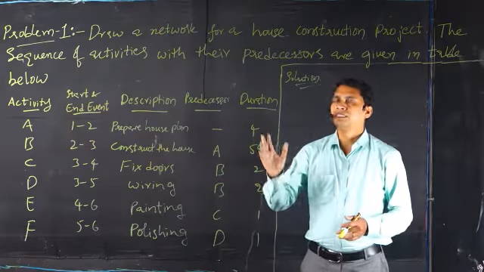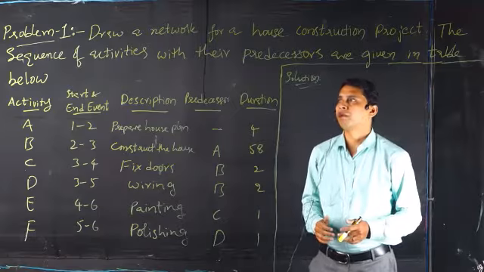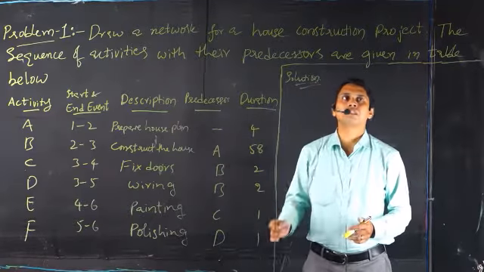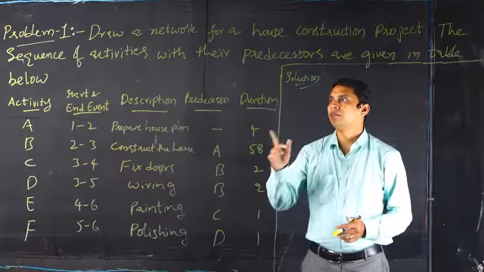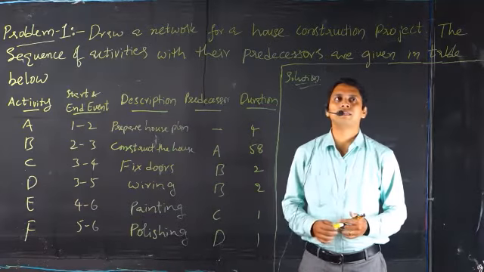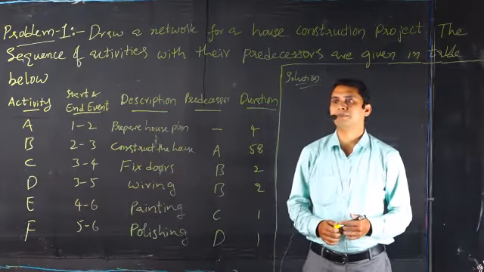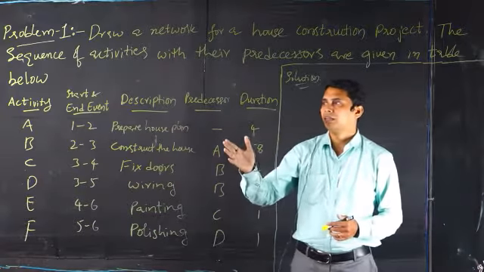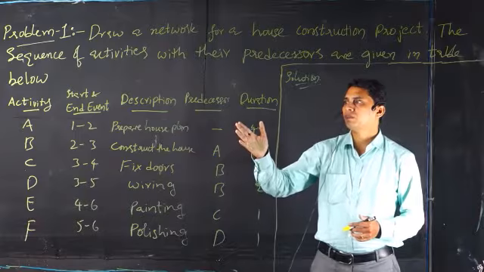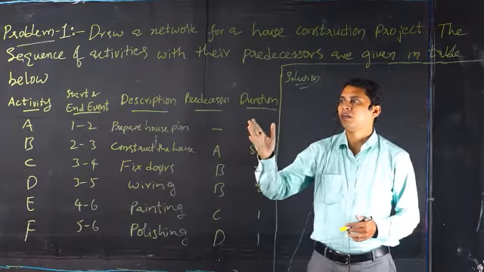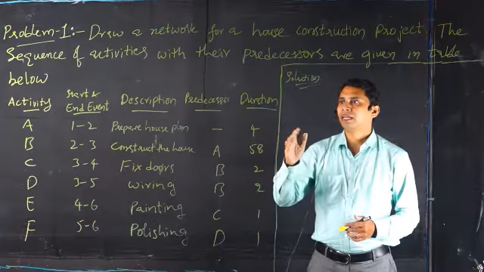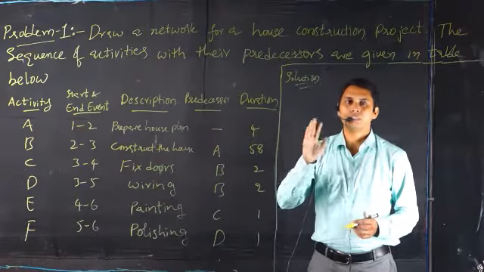Now, let's consider the problem on the screen. Problem 1: draw a network for a house construction project, and the sequence of activities with the predecessors are given in the table below. On the left hand side of the screen, there is the problem: activity, start and end events, description of the event, then predecessor, and then duration.